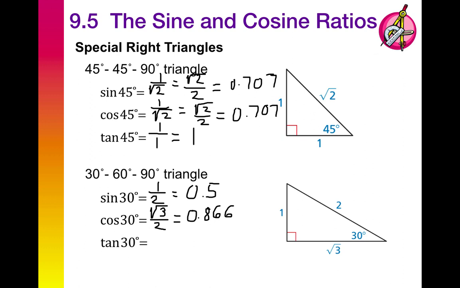The tangent of 30 degrees is opposite over adjacent, so it's going to be 1 over the square root of 3. And of course, I don't like to leave the radical in the denominator, so I multiply the numerator and the denominator by square root of 3, and I get the square root of 3 over 3. If you plug it into your calculator, you're going to get a number that's close to 0.577. So you can work that out. So those are our special right triangles.